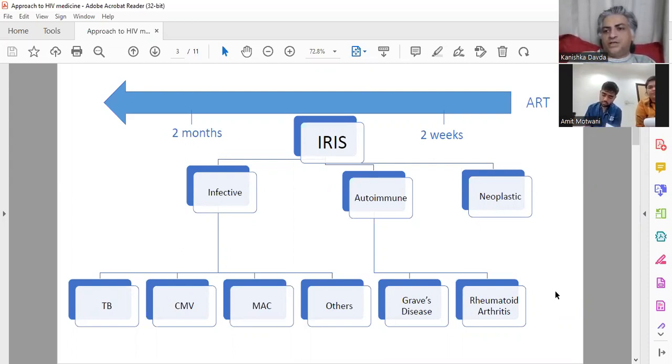Right? So always remember that. One more thing you have to understand is that immunity increases against the infections, but immunity increases against other things also. So suppose patient has Graves' disease before he got HIV. Right? Graves' disease means antibodies against the thyroid.